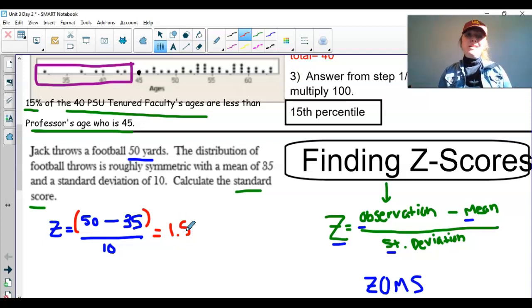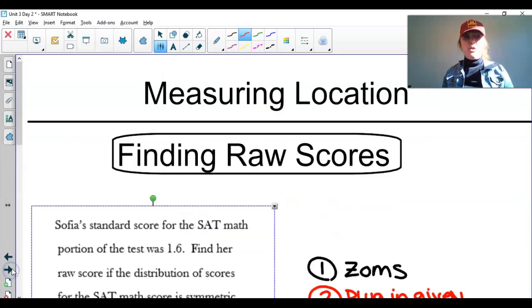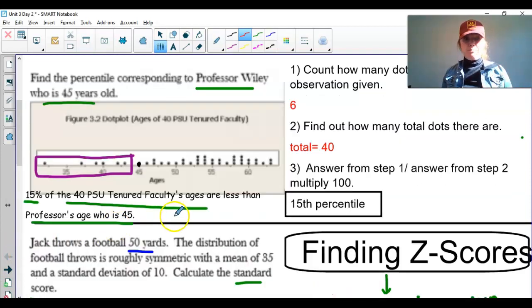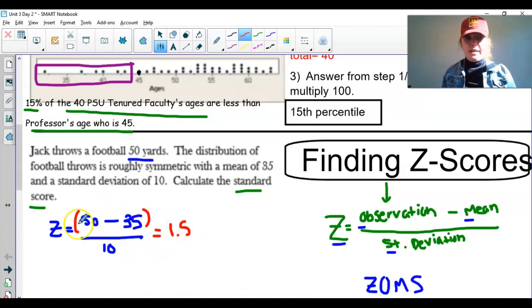Now, we also like to use these scores to compare things, and we'll get into that a little bit later. But right now, what I'd like to do is one where we have to go backwards to find the observation. So notice, in this one we found a z-score where we were given the observation, the mean, and the standard deviation. Now we're going to have to go backwards. We're going to do z in reverse.